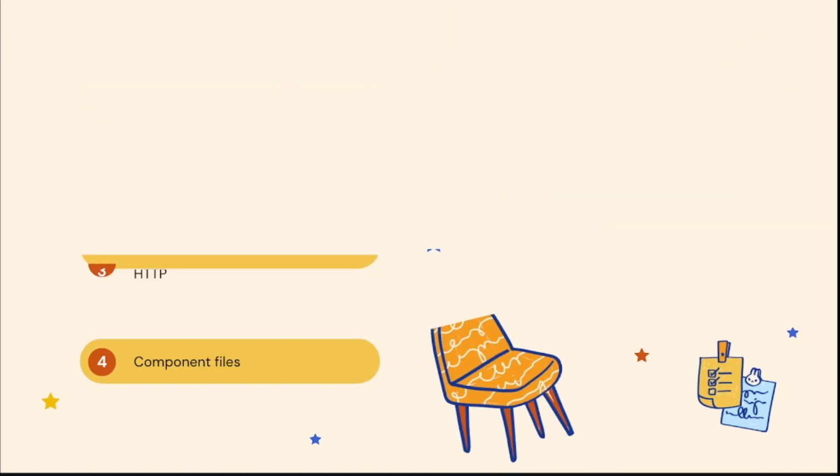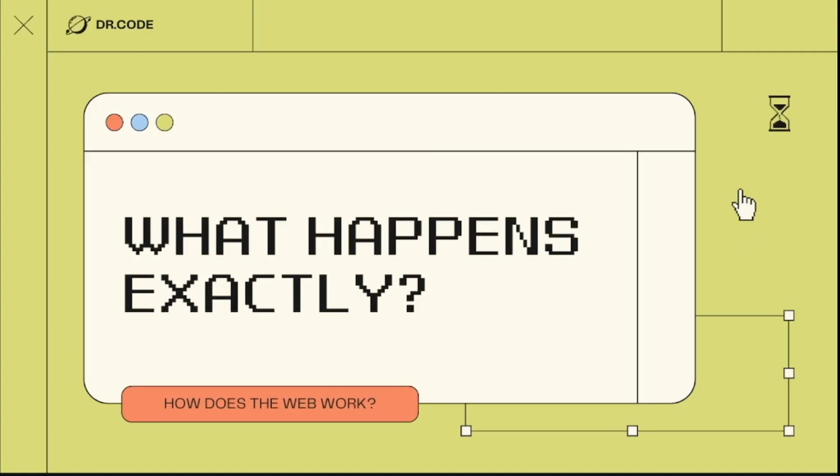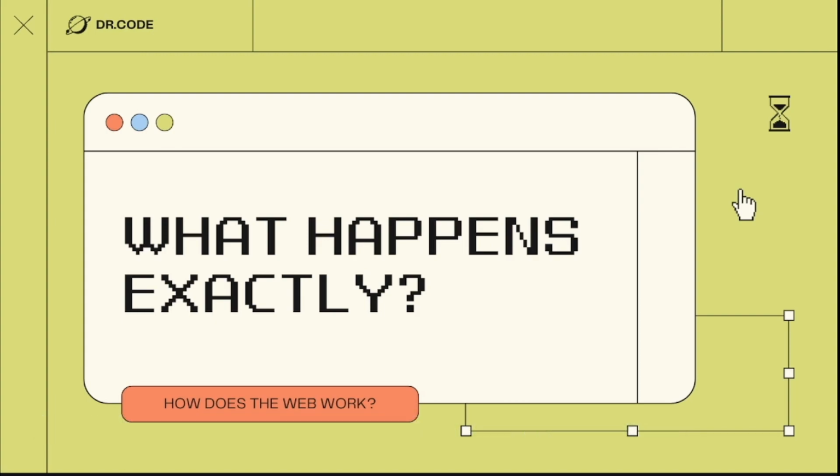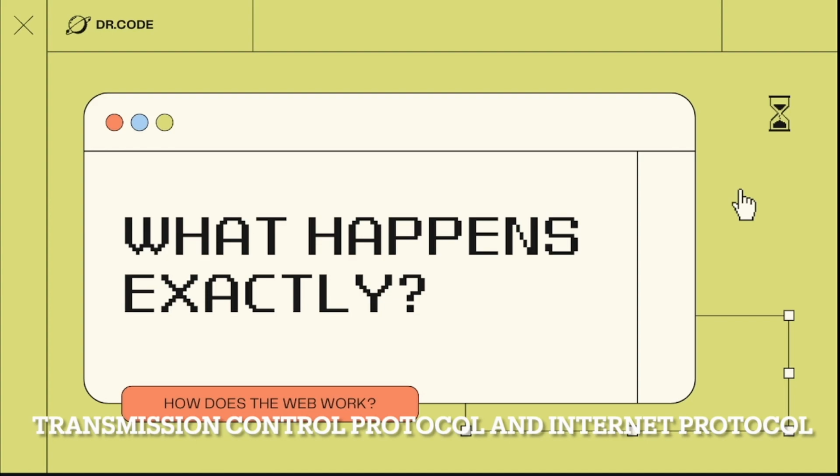What happens exactly? When you type a web address into your web browser, the browser goes to the DNS server and finds the real address of the server that the website lives on. And then the browser sends an HTTP request message to the server asking it to send a copy of the website to the client. This message and all other data sent between the client and the server is sent across your internet connection using TCP or IP, that is Internet Protocol.